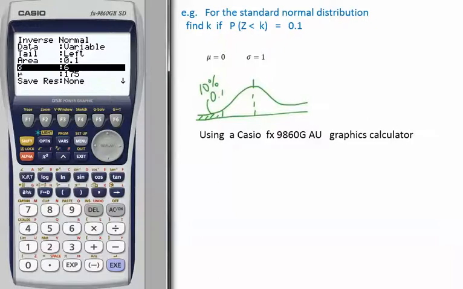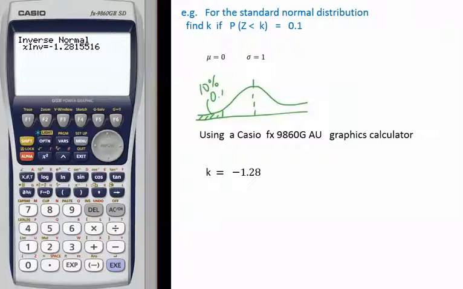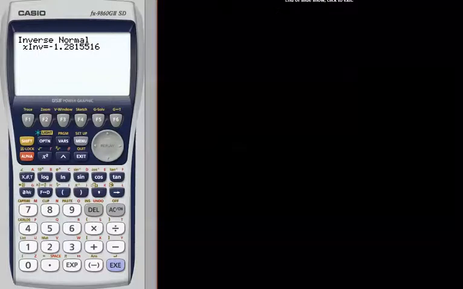Because it's a standard normal distribution, the standard deviation is 1 and the mean is 0. Hit EXE and we see that this score here, the probability of Z being less than that, is 1.28 to 3 significant figures. In fact, because it's to the left of 0, it's negative 1.28, isn't it? So there we have it.